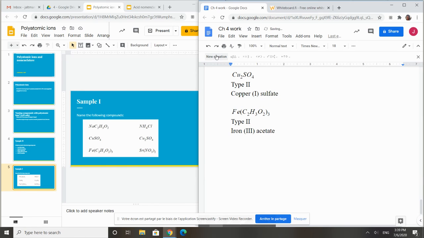And then I have Sr(NO3)2. This is type 1 because strontium is not a transition metal. So just strontium. I find NO3 on the polyatomic ion sheet. I see that it's nitrate, strontium nitrate. I do not need Roman numerals unless I have a transition metal as my first element.